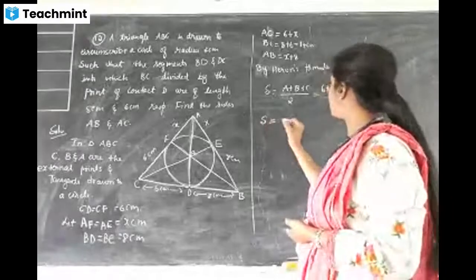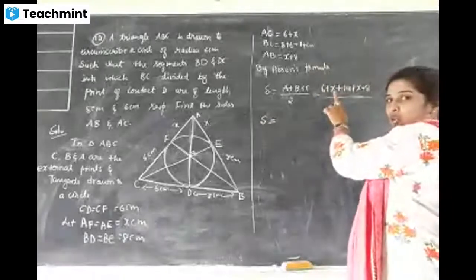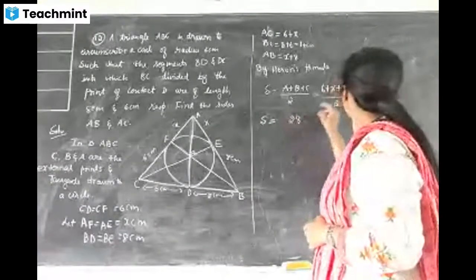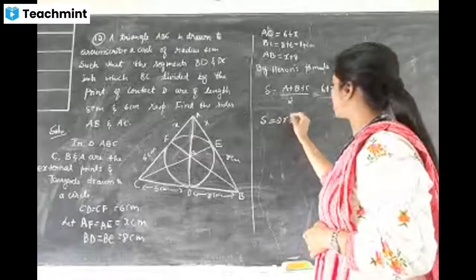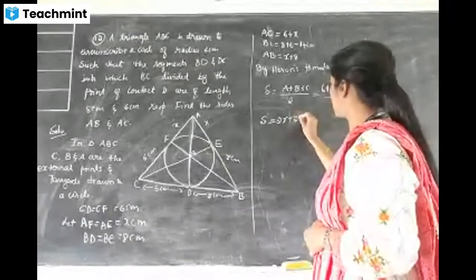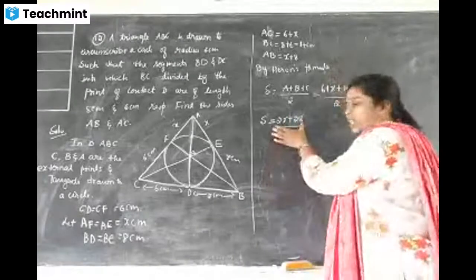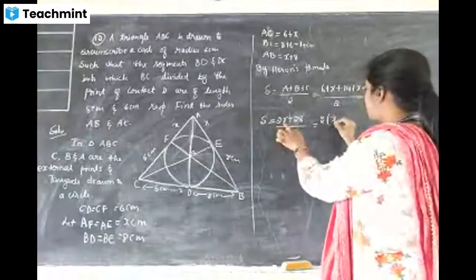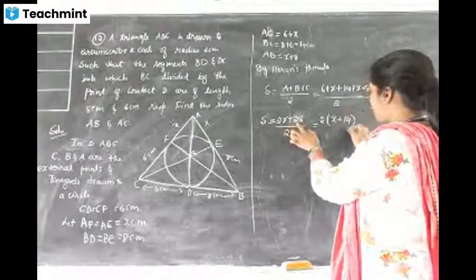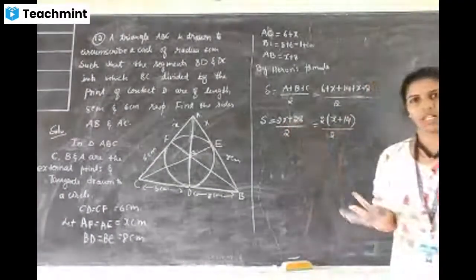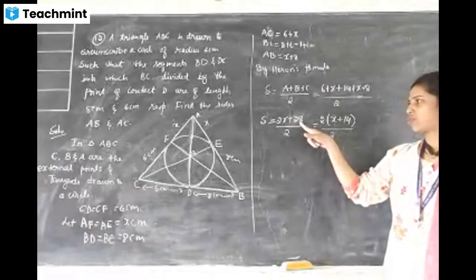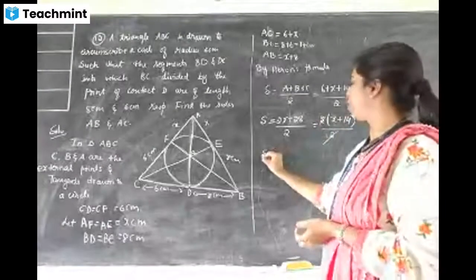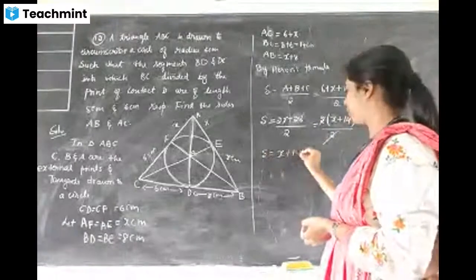So S is equal to, only the known terms you add, unknown terms add together. 6 plus 14 is 20, 20 plus 8 is 28, and 2x, divided by 2. Here I can take 2 common. If I take 2 out, x plus 14, because 2 14s are 28. The 2 taken out will get cancelled, so we get S equal to x plus 14.